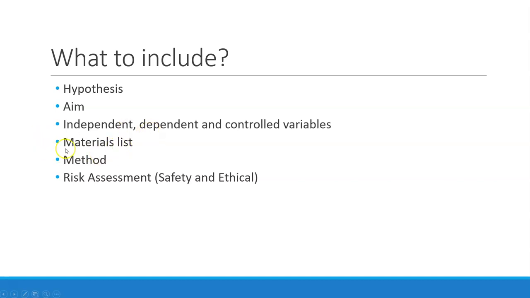You also need to include a materials list. Okay, I'm going to go through in a minute what an A looks like for a design, so you have an idea of the kind of detail that you need to go into. You need to include a method. It's your set of instructions. And you need to include a risk assessment looking at both safety and ethical considerations.